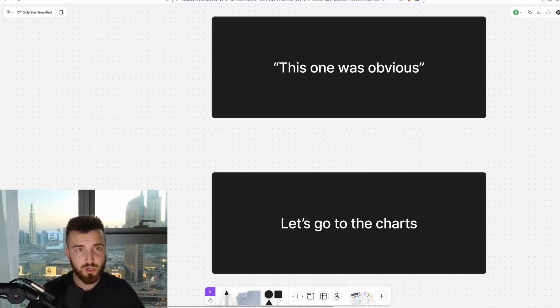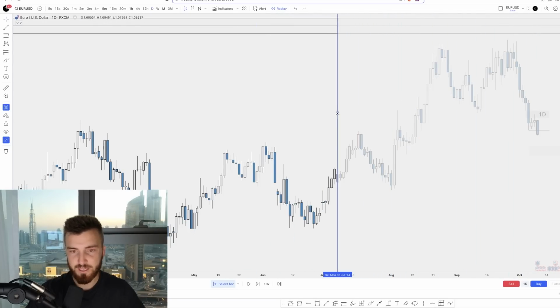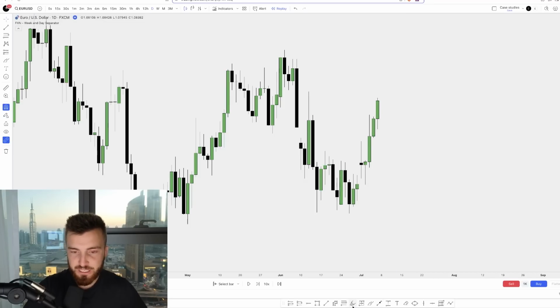But let's go to the charts. Let's see this move to the upside, and then we'll see the move to the downside. So let's see this move that happened this year in euro US dollar. So where are we in the markets? We are obviously bullish. The previous 1, 2, 3 candles have been very, very bullish. And now you might say, well, because we are very bullish, right now the bias is bearish.